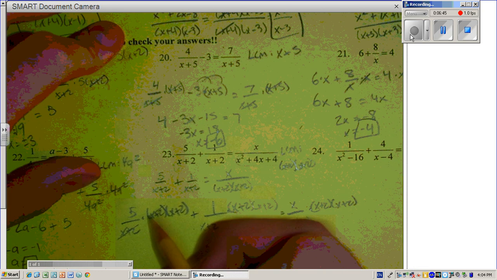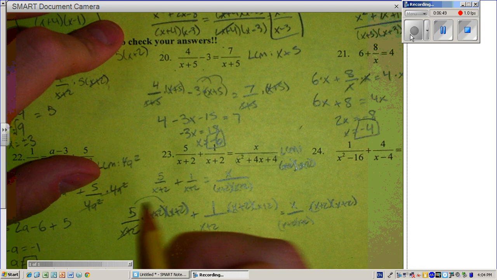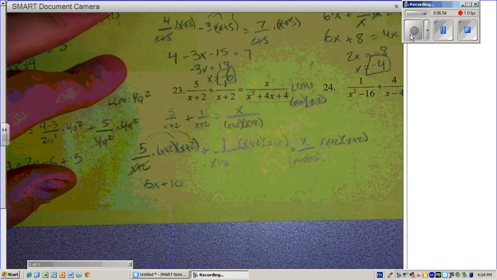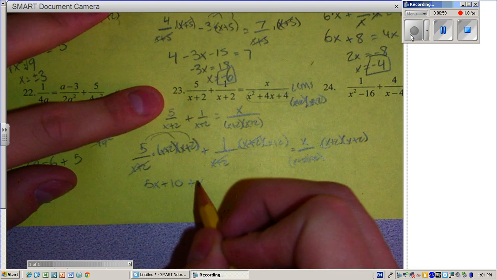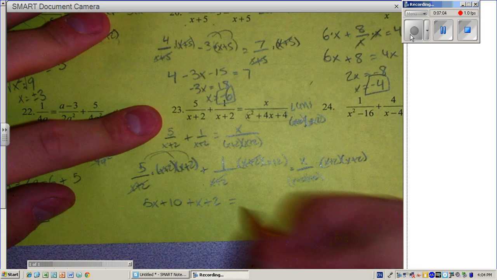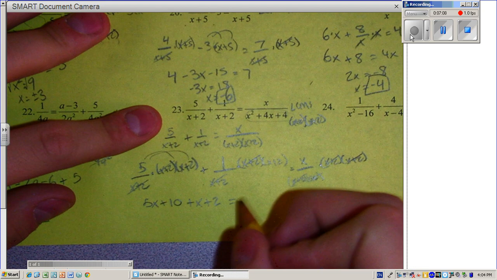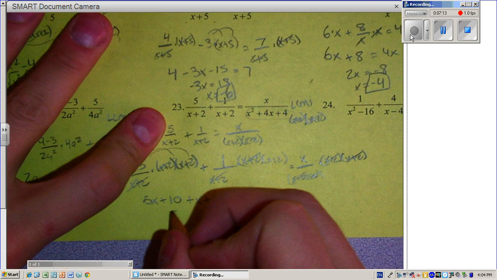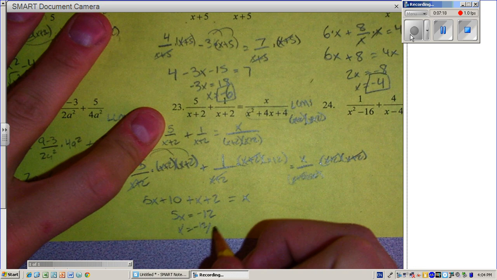X plus 2 over x plus 2 simplifies, and I'm left with 5 times the quantity x plus 2. So I need to distribute. So I get 5x plus 10. Over here, x plus 2 over x plus 2 simplifies, and I just need to distribute 1. So I'm left with plus x plus 2. And then on the right side of the equation, both x plus 2's simplify to 1, and I'm left with just x. Now if I solve that, I get 5x equals negative 12, and x equals negative 12 over 5.